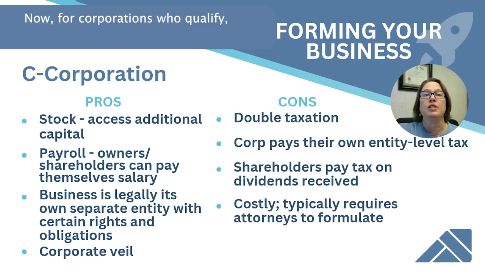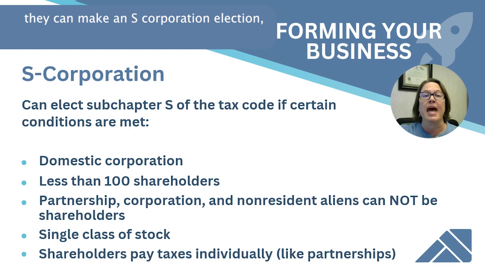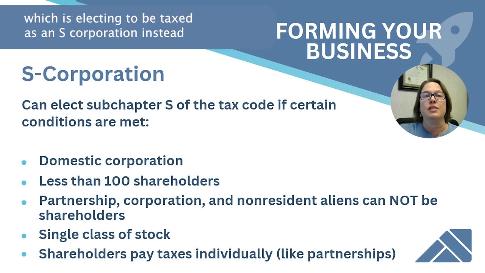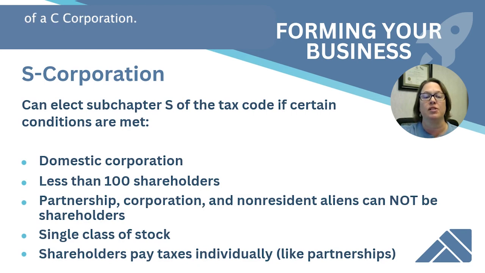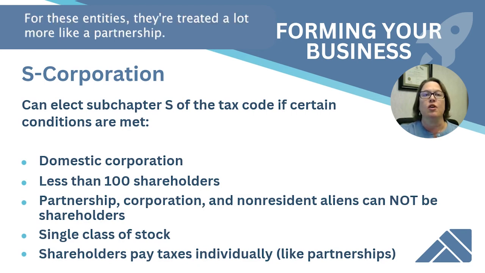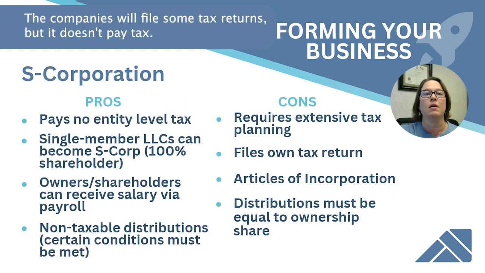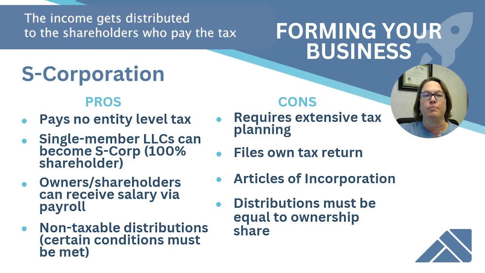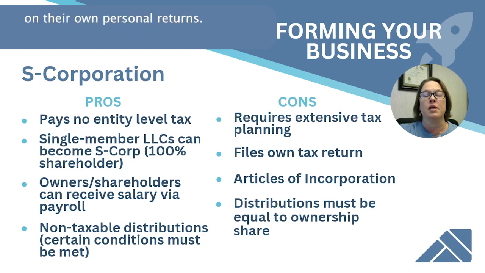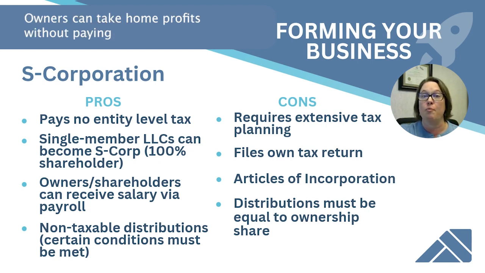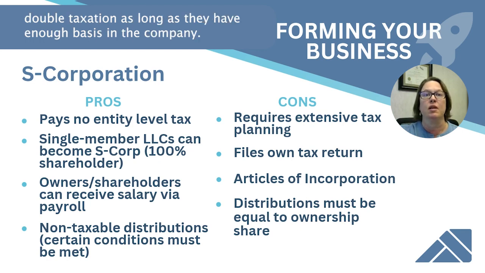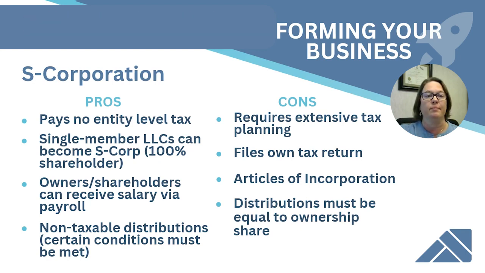Now, for corporations who qualify, they can make an S corporation election, which is electing to be taxed as an S corporation instead of a C corporation. For these entities, they're treated a lot more like a partnership. The company still files its own tax return, but it doesn't pay tax. The income gets distributed to the shareholders who pay the tax on their own personal return. Shareholders can still be on payroll. Owners can take home profits without paying double taxation as long as they have enough basis in the company.